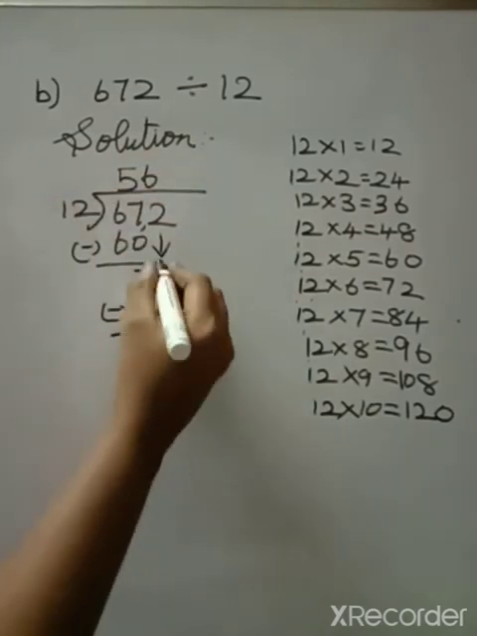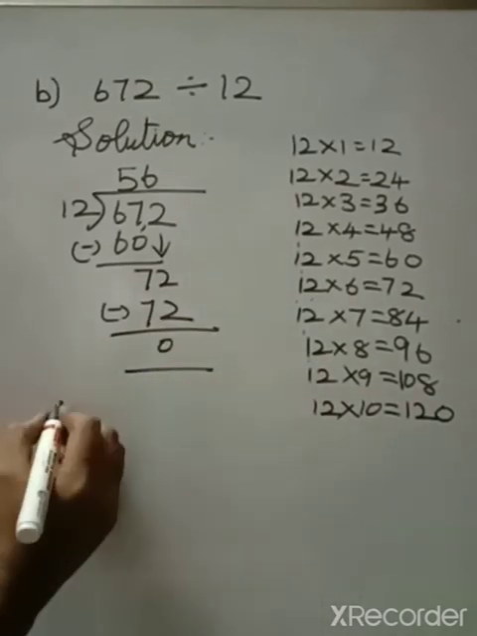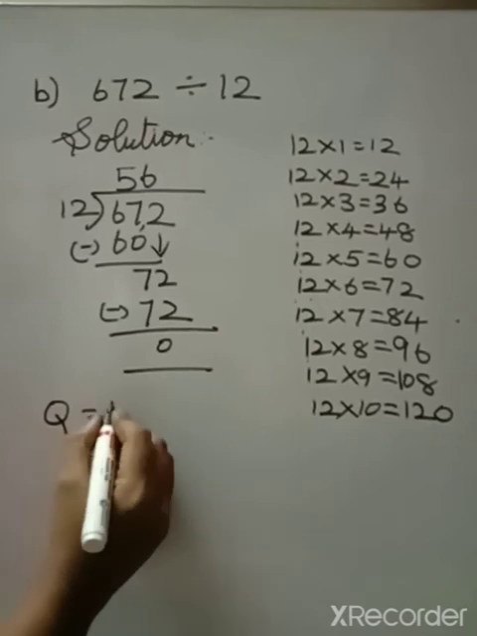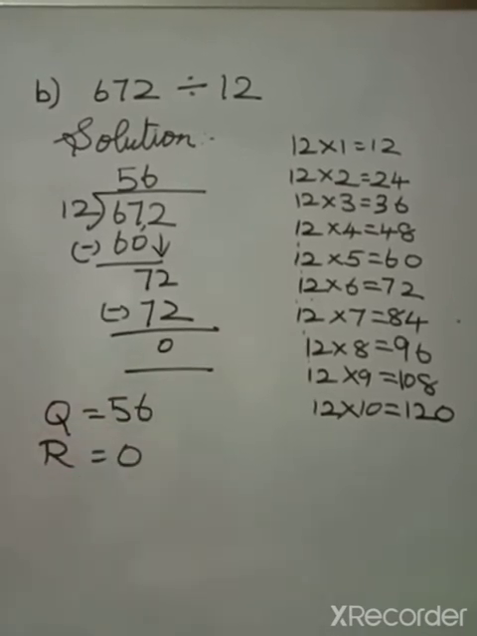When you are subtracting, both the numbers are same, so the answer is 0. Now the sum has been over. The quotient is 56 and the remainder is 0. In any sum, if you get a remainder, you can write the remainder as it is.